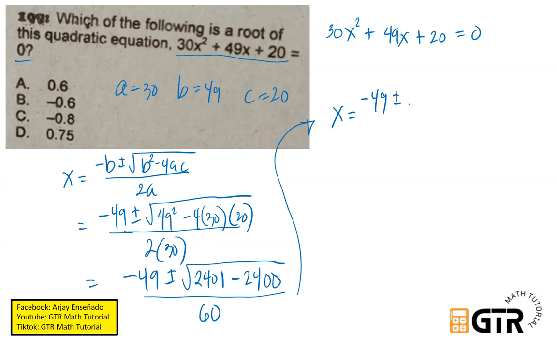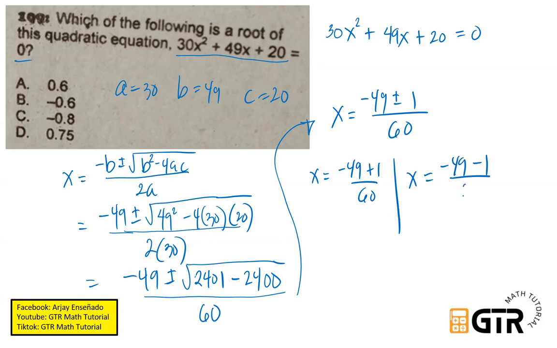So 1 na lang siya. 1 na lang, and then square root of 1, edi 1 pa rin over 60. So therefore, dalawa yung solution natin. Paghiwalayin natin, so x equals negative 49 plus 1 over 60, and then another is x equals negative 49 minus 1 over 60. So alin kaya dito ang magiging solution natin? Dalawa yung solution, so isa lang ang hinahanap natin.